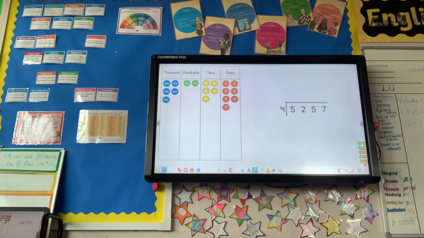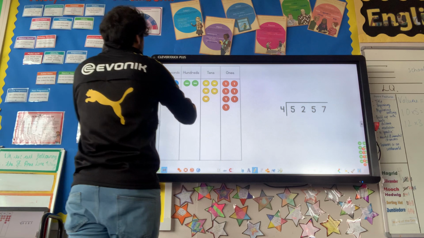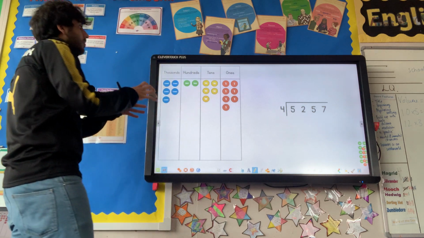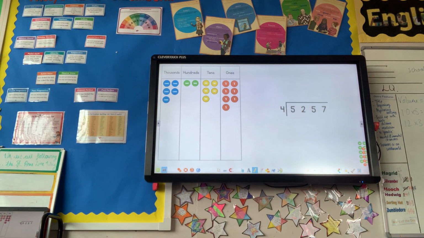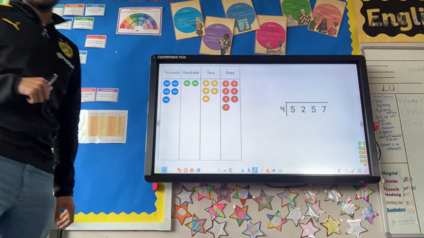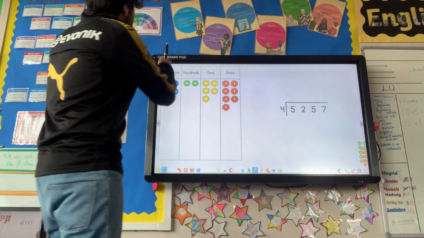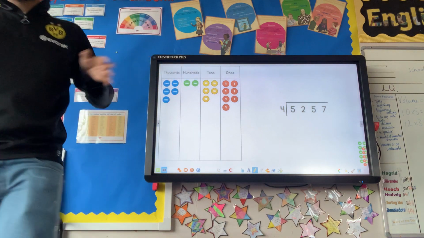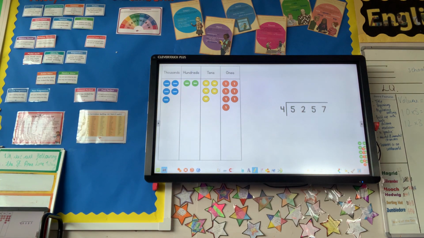So pause the video, see if you can have a go at that. It's divided by 4 again, so we need to group them into groups of 4. If you don't like to use that, and you can just do it straight away, just do it that way. I like to do this so you can visually see how you're sharing them into groups of 4. Pause the video and have a go.